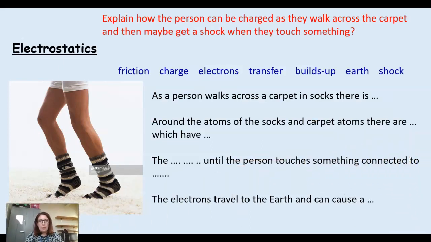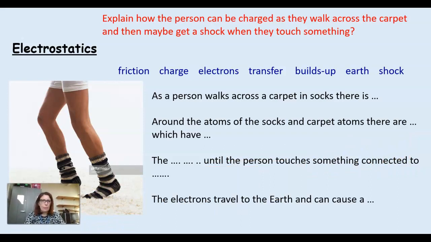And this is what happens in lightning. So we could change these sentences to be like lightning. As water particles in cloud rub against each other, there is friction. The atoms in the clouds lose their electrons and they travel to the bottom of the clouds where they build up and have a negative charge. The charge builds up until it's able to jump to the Earth, and this causes a lightning strike. So it's all using the same key terms.